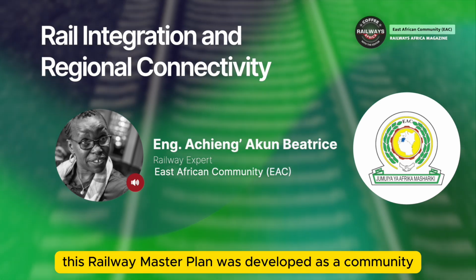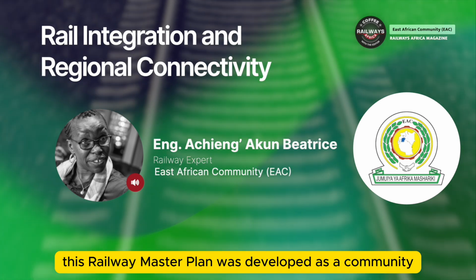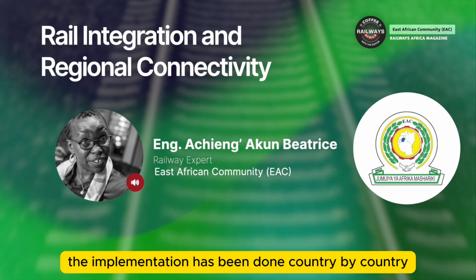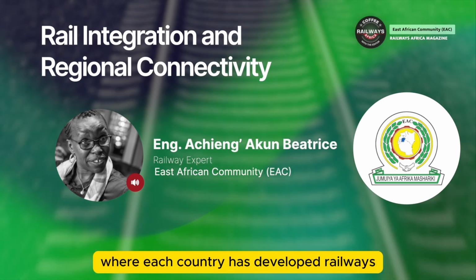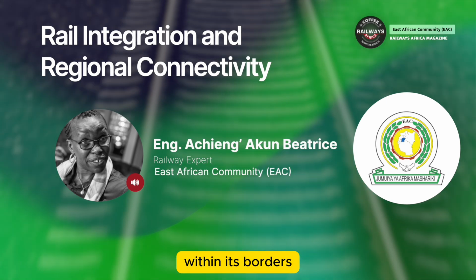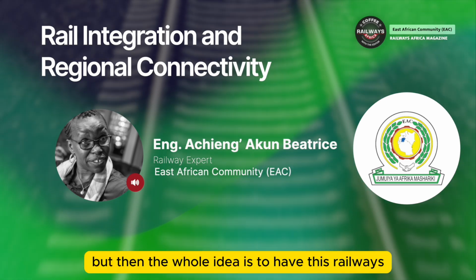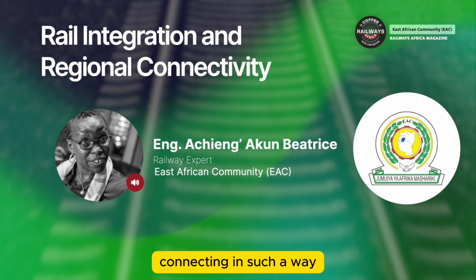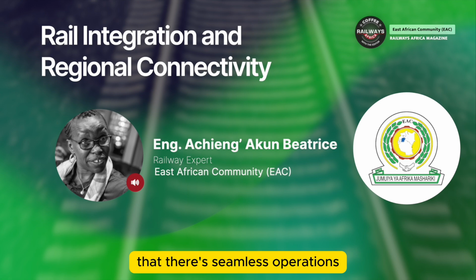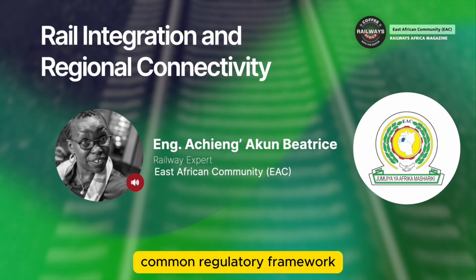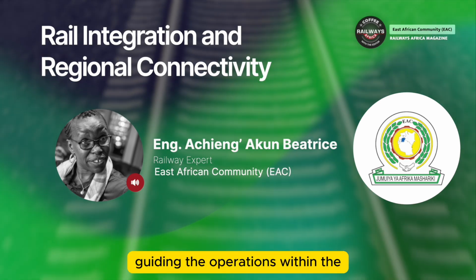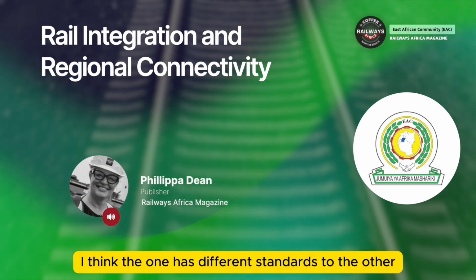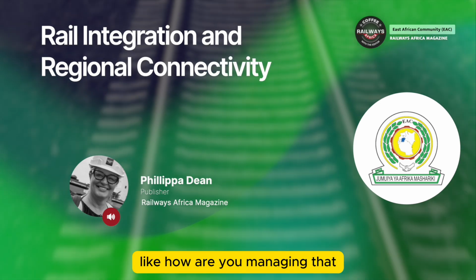And this railway master plan was developed as a community, but by and large the implementation has been done country by country, where each country has developed railways within its borders. But then the whole idea is to have these railways connecting in such a way that there's seamless operations, common standards, common regulatory framework guiding the operations within the system. Has that been achieved? I don't think so. I think the one has different standards to the other. Like, how are you managing that?